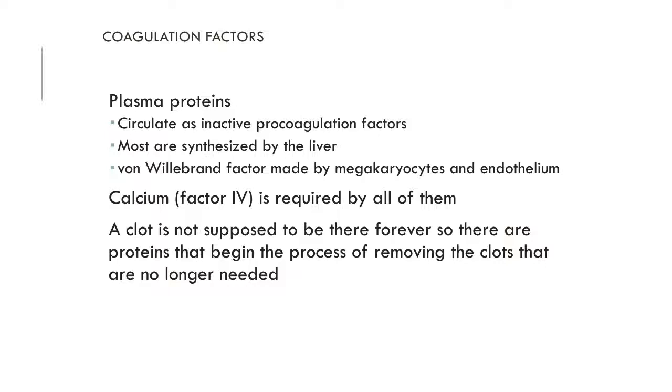A clot is not supposed to be there forever, so there are proteins that begin the process of removing the clots that are no longer needed. One more thing about these plasma proteins is that they're identified as a factor with a Roman numeral attached to them. So we have factor 4, we have factor 8, so that's how we identify them.